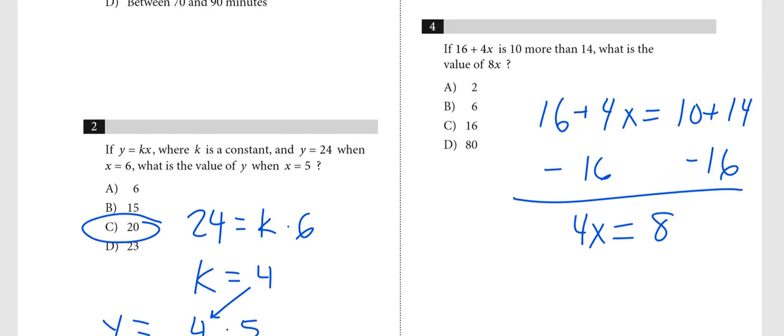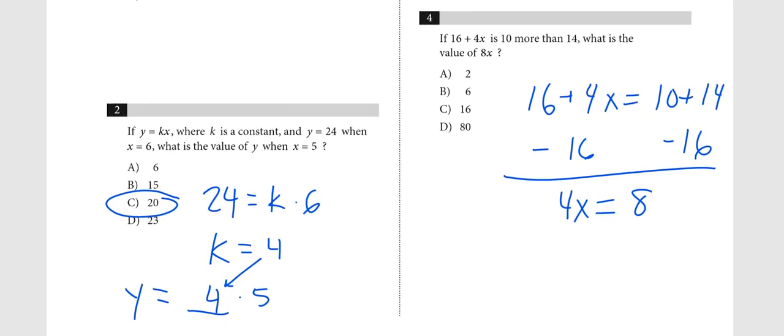On question 4, and if I go through anything too fast, I'm just trying to speed up the things at the beginning here. So I took the 16 over to the other side. It's kind of a funny way to say 10 plus 14, but they did. 10 more than 14 is 24. Take away 16, that gives me 8.